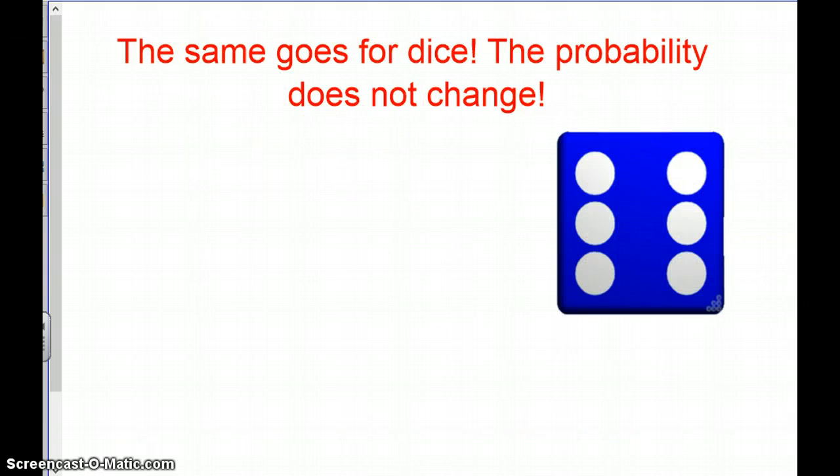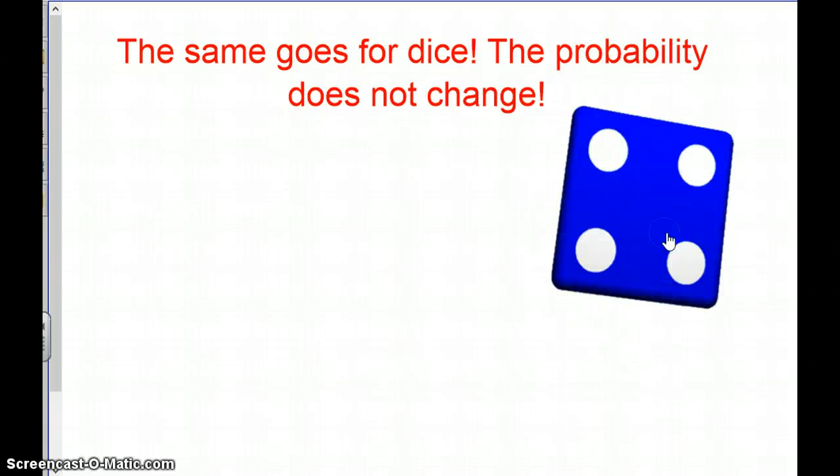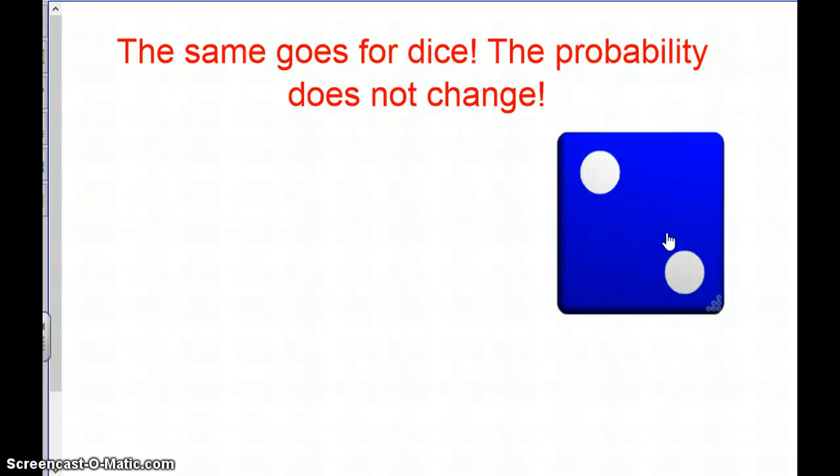Well, the same thing goes for a dice. The probability does not change. We know that a dice has 6 sides. So every time you roll the dice, you have the same chance. Of my 6 sides, each side has a different number. So the chance of rolling a 2 is 1 out of 6. My chance of rolling a 3 is 1 out of 6.